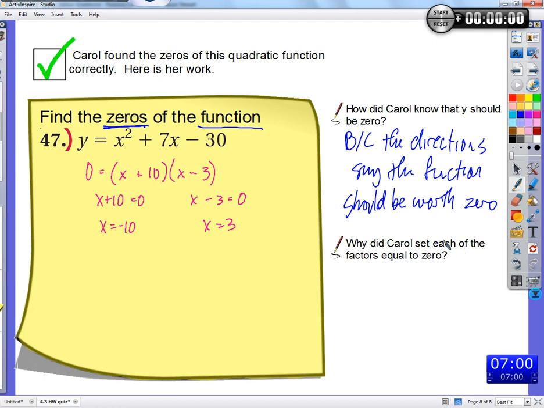Why did Carol set each of the factors equal to zero? Wait a second. You want to tell us why? Why did she set each factor equal to zero? He asked you. Okay, so she's here, right? And then in the next step, she takes each factor and sets it equal to zero. Why does she make the leap from here to here?